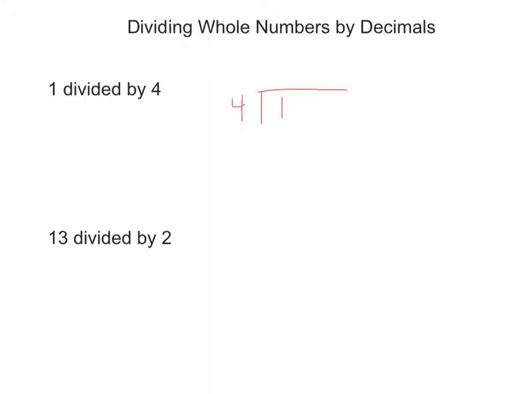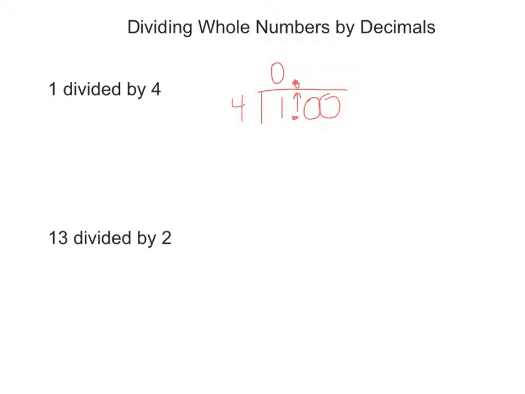So initially when I see 1 cannot be divided by 4, I'm going to add a decimal and some zeros. And the first thing I'm going to do before I start the problem is I'm going to go ahead and put the decimal on the roof. Now I'm going to ignore my decimal and divide just like I normally would. 4 cannot go into 1, so I can put an X or a 0.